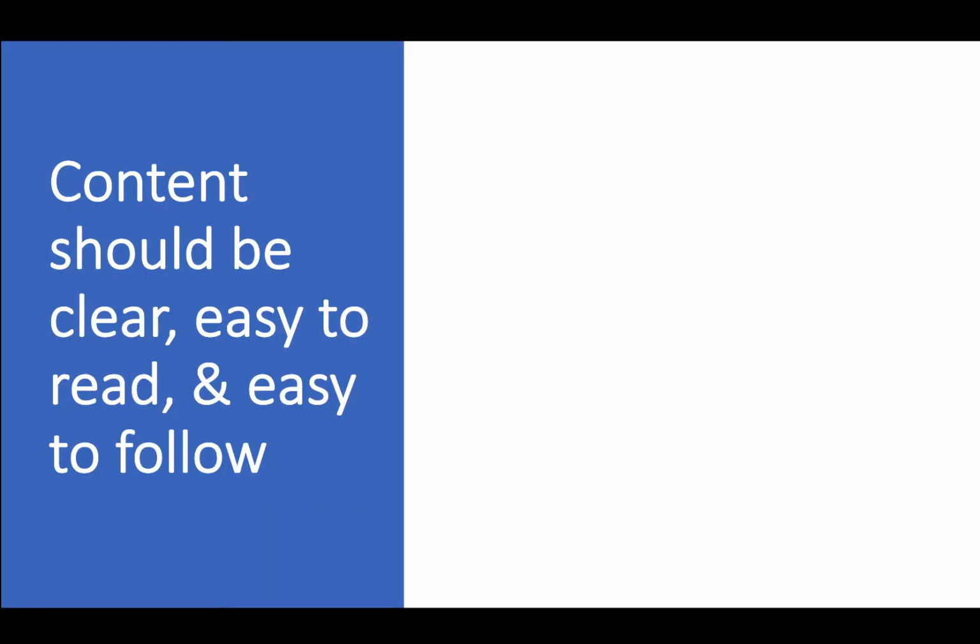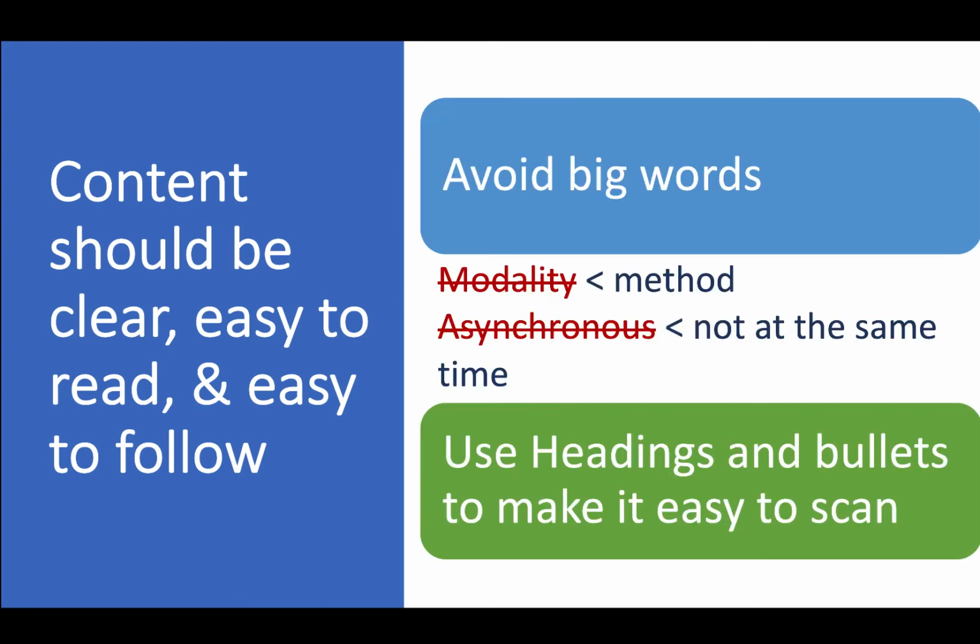Make sure that the content is written at a basic reading level. Our site is visited by a variety of users with different levels of literacy and education, so we want to make sure that it's easy and clear to read for everyone. Our website visitors shouldn't need a college education to read the site, so instead of using a word like modality, we could use the word method. Instead of using a word like asynchronous, we could use not at the same time. Just make it easy and clear in as few words as possible.